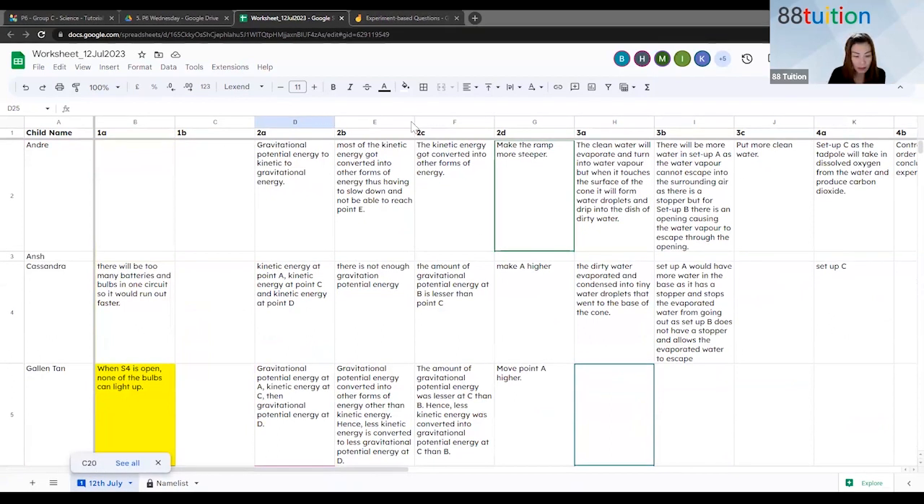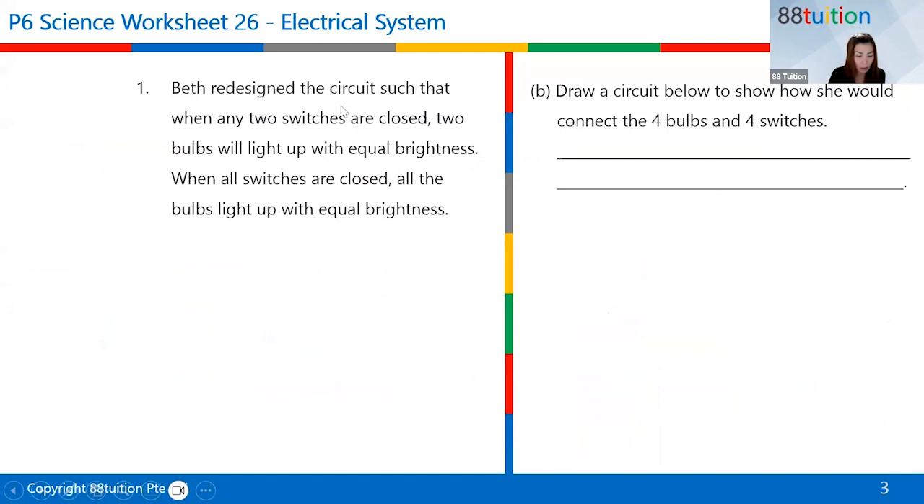Bev redesigned the circuit, such that when two switches are closed, two bulbs light up with equal brightness. When all switches are closed, all the bulbs light up with equal brightness. So draw a circuit.